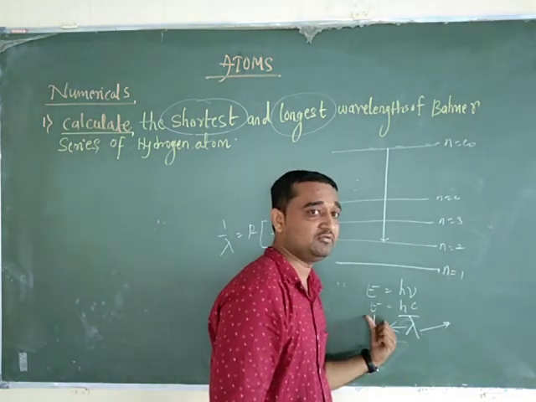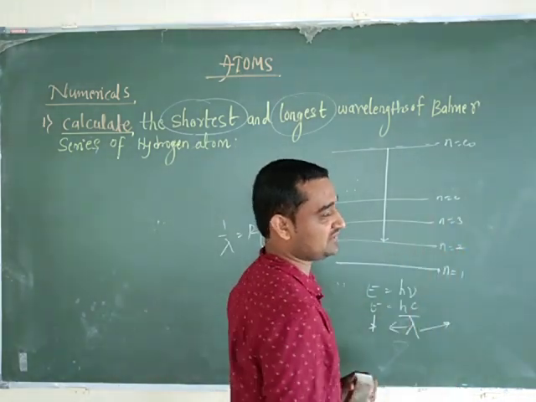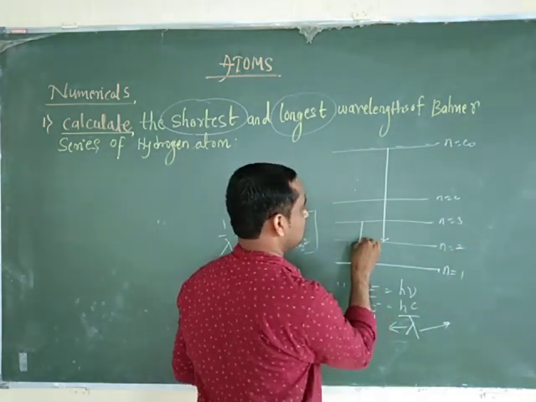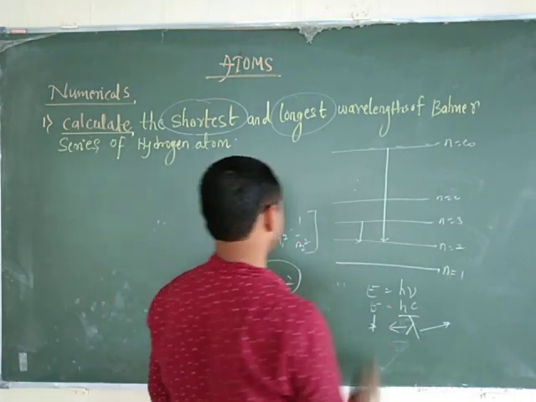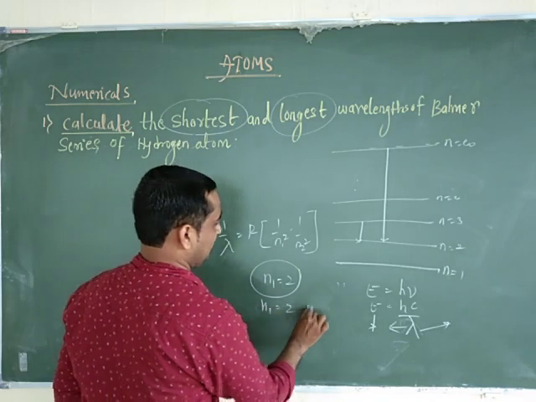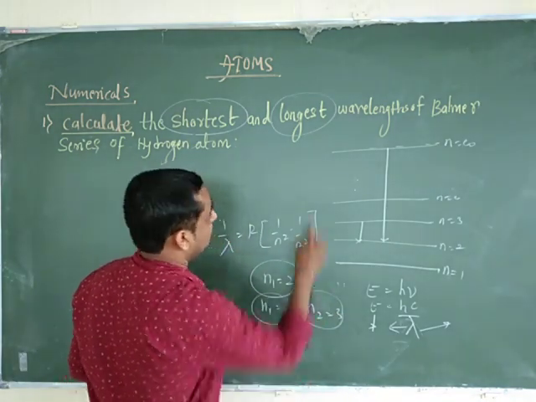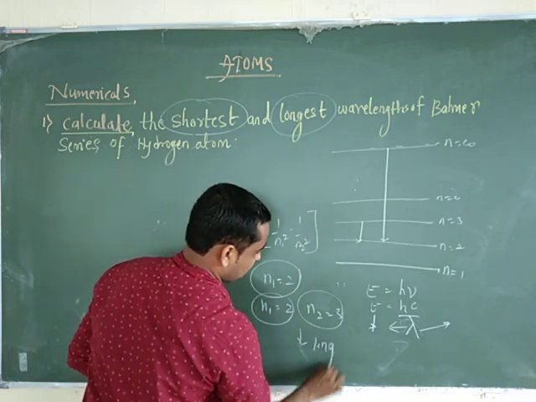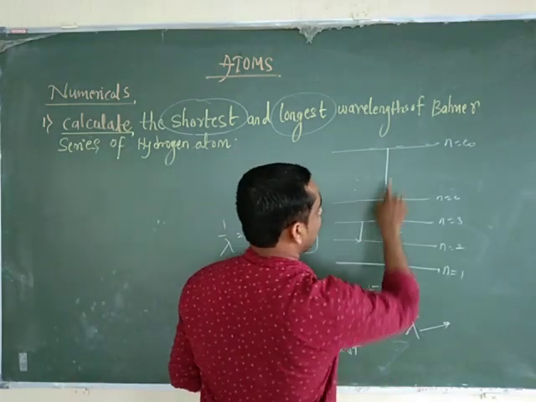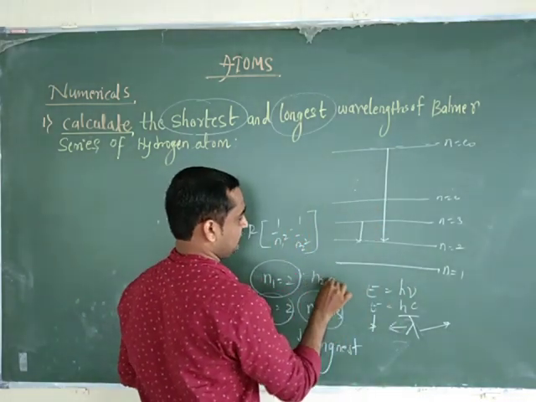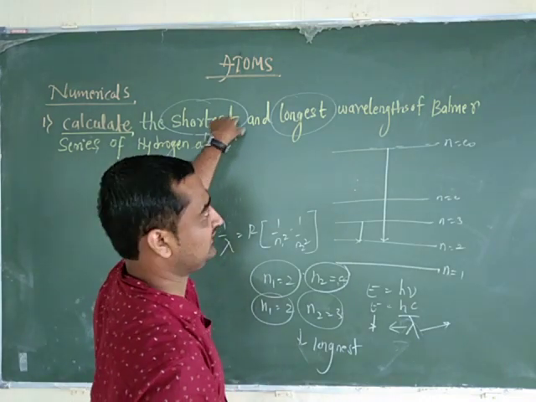Higher the wavelength, lower the energy. So which transition has lower energy? The first transition. So that is n1 is equal to 2 and n2 is equal to 3. This is the longest wavelength. And n1 is equal to 2 and n2 is equal to infinity is the shortest wavelength and highest energy.